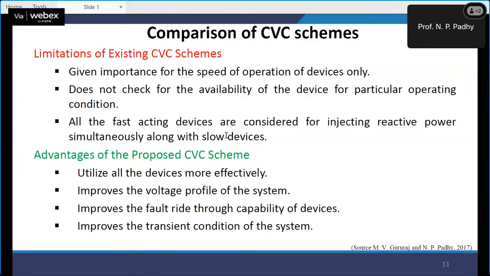So what is the problem with CVC? Because you have multiple devices, everyone tries to operate, and they are decentralized control mechanisms. When everyone is interested to operate, some of the devices which are expected to come quickly may come a little late, and some buses which are not required may act fast. So there is an issue related to controlling the devices. So what are the advantages of the proposed CBC scheme? It utilizes all the devices more effectively.